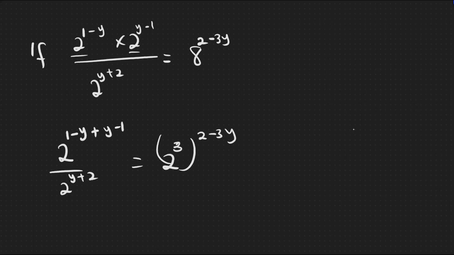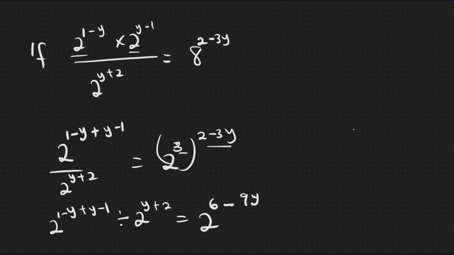In this case, remember that this is division, so we can say 2 raised to the power 1 minus y plus y minus 1, divided by 2 raised to the power y plus 2, is equal to, multiplying this by this, 2 raised to the power 6 minus 9y. Now the minus y plus y is 0 and 1 minus 1 is 0, so we have 2 raised to power 0 divided by 2 raised to power y plus 2 is equal to 2 raised to power 6 minus 9y, right? Same thing, since the bases are the same, you subtract the powers.